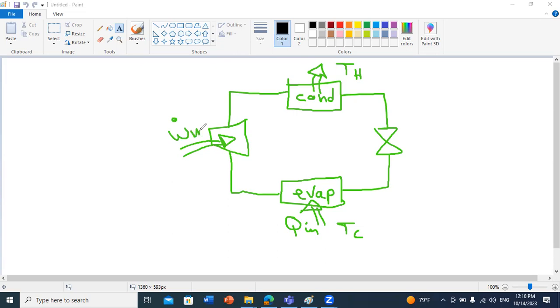So we have here W dot in to the compressor, Q dot in at the evaporator level. If we take the refrigerator example, the evaporator is on the inner side of the refrigerator, and the condenser is on the outer side. So if you turn your refrigerator around and put your hand there, you will feel a warm sensation because heat is rejected from this side. Okay, so this is the whole idea.